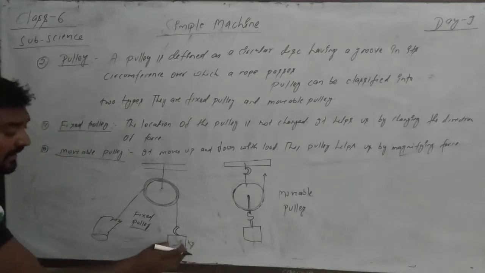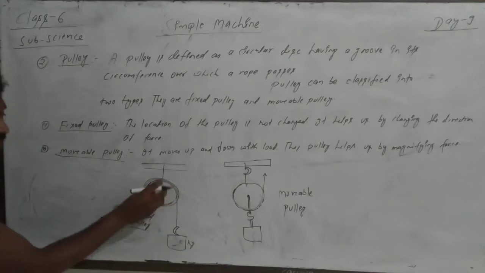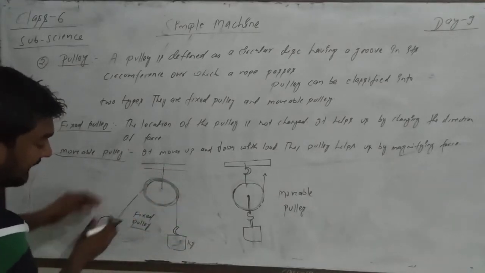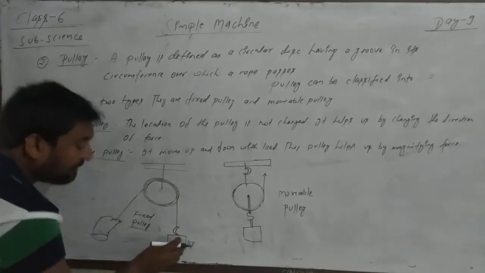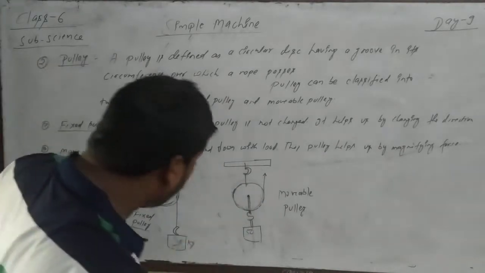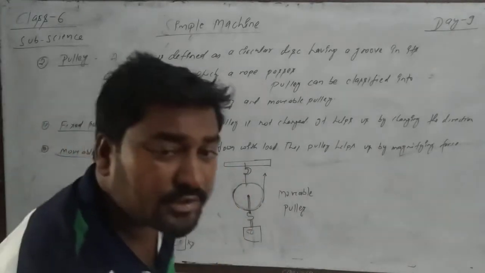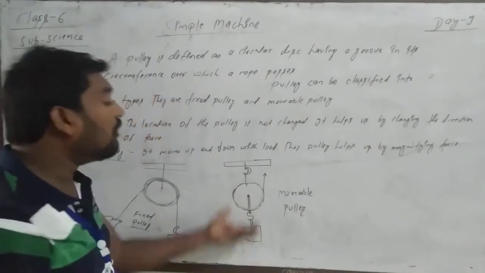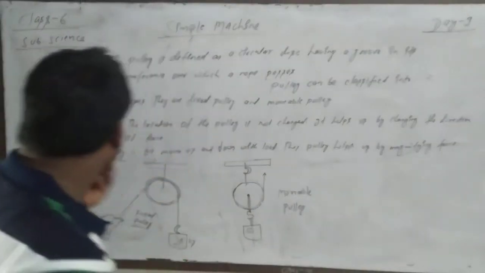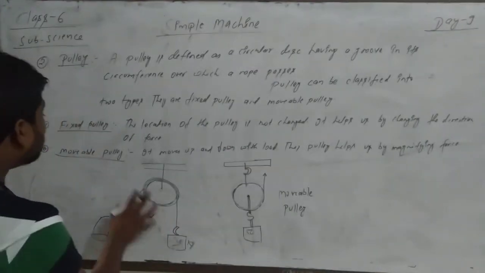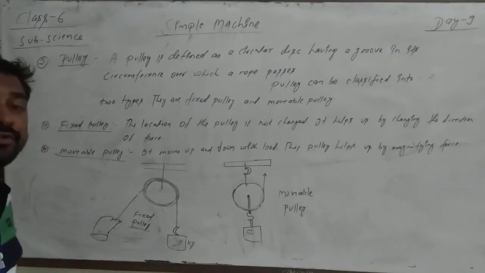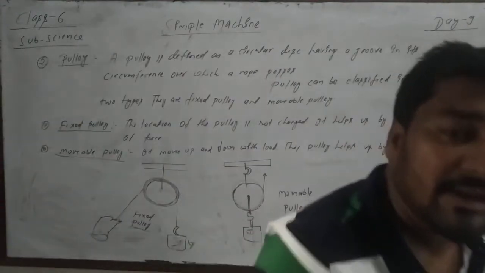A 50 kg load is here. To lift it using a fixed pulley takes more energy, more force by the person. But the same load lifted using a movable pulley consumes less force by a person. More work can be performed by a movable pulley with less force, while less work can be performed with a fixed pulley. So, dear students, are you clear here?